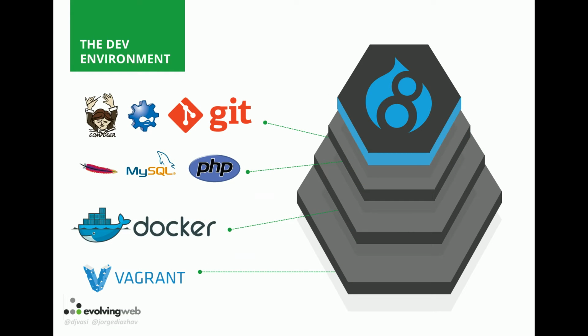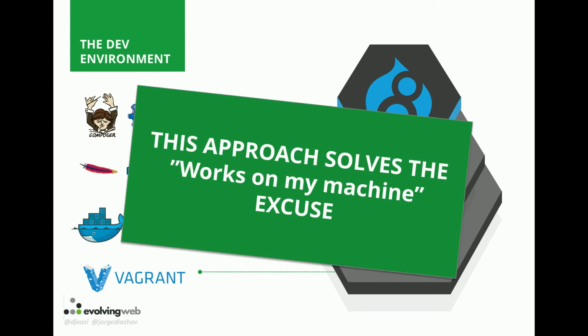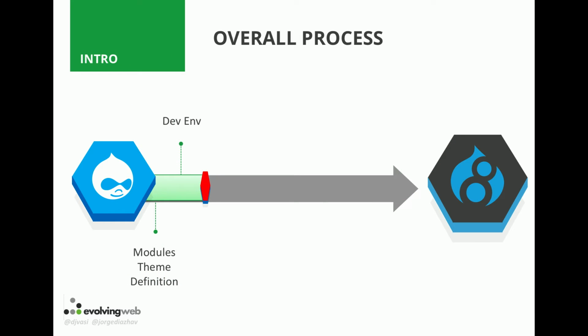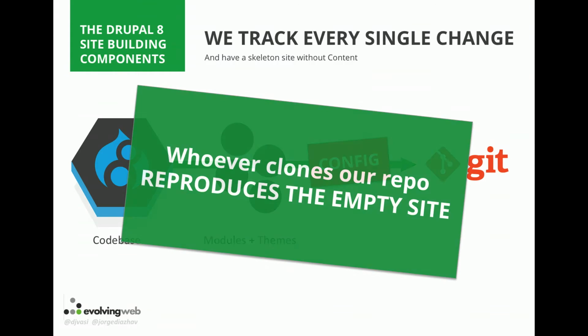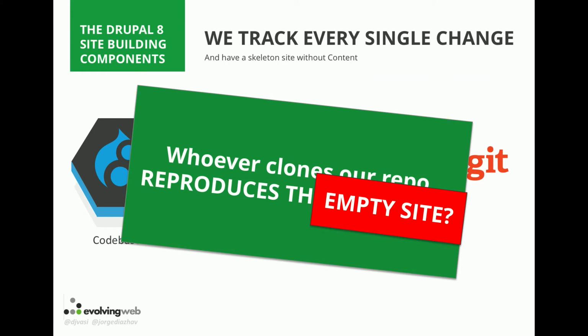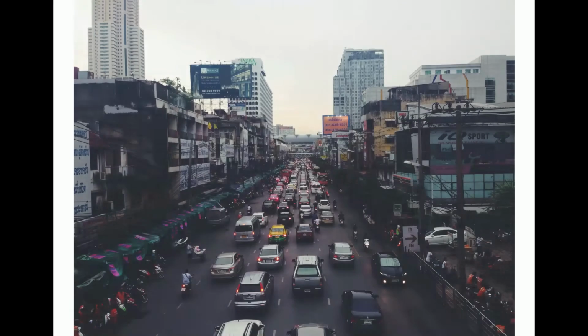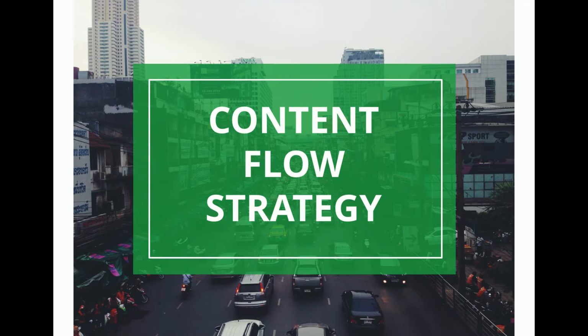So the good thing about this approach is that it solves the "works on my computer" excuse, or "I don't know why it's not working here." So overall, we already have the dev environment set, and the site building components defined. Do you remember this slide when I said that we can track every single change and we can reproduce the empty website? But now, how do we actually manage the website when it's not empty? We need the content to be there to run an actual migration. So that's where we jump into the content flow strategy.